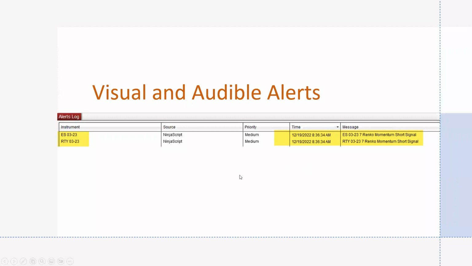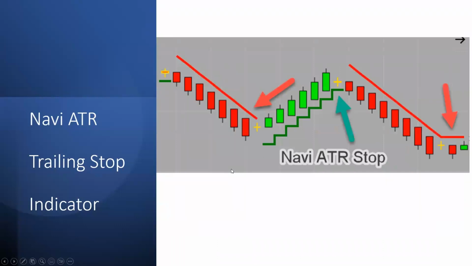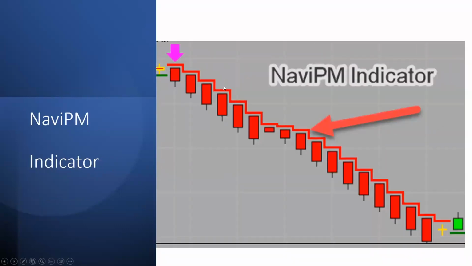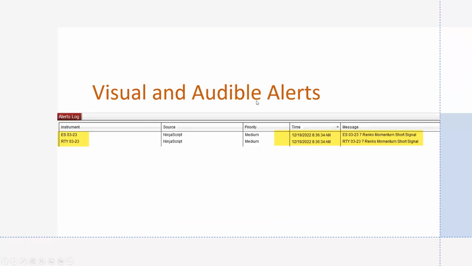All right, so also at NaviTrader, whenever we get one of these signals, here's the magenta arrow that would be considered a signal, it's going to show up in the alerts log. So here's an example with the E-mini and the Russell, where we had the same short signal on both symbols. Now look at the time and date stamp, 12/19. This is December 19th of 2022, just a few days ago. These both occurred at the exact same minute and second, 8:36 and 34 seconds. Okay, so that's about as correlated as it's going to get.